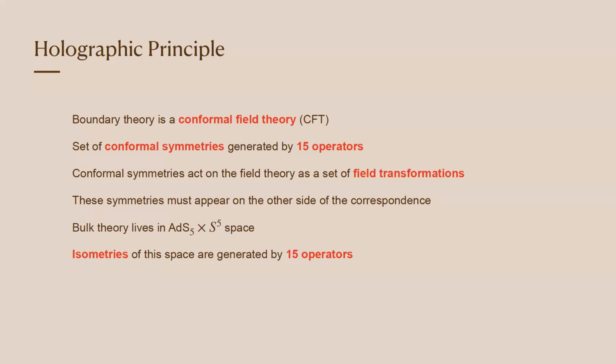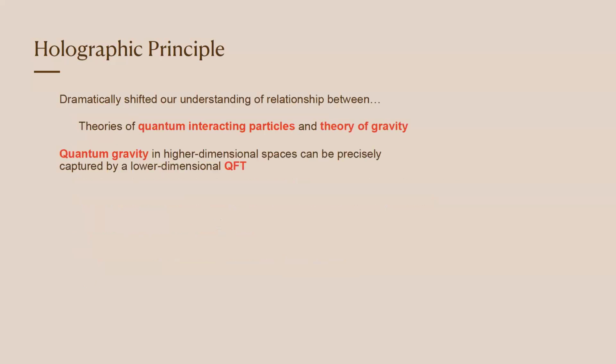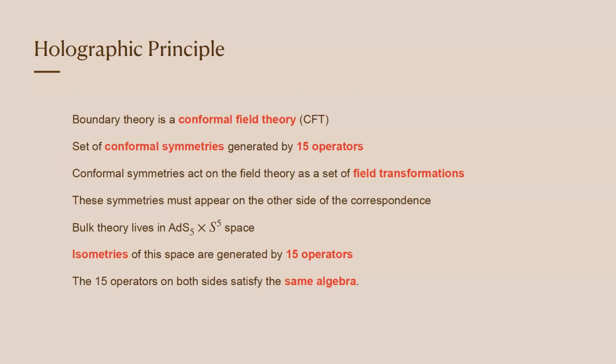Okay? You can map a patch to another patch, and it looks the same. Those symmetries are called isometries in GR, and they are generated by 15 operators. So the 15 operators on both sides, in this particular case, satisfy the same algebra. Yeah, so that is this realization.